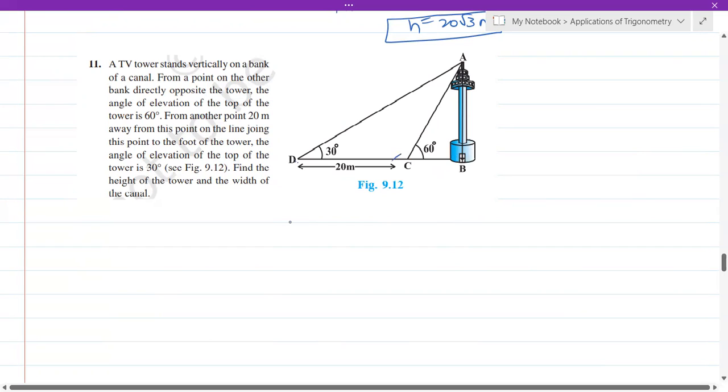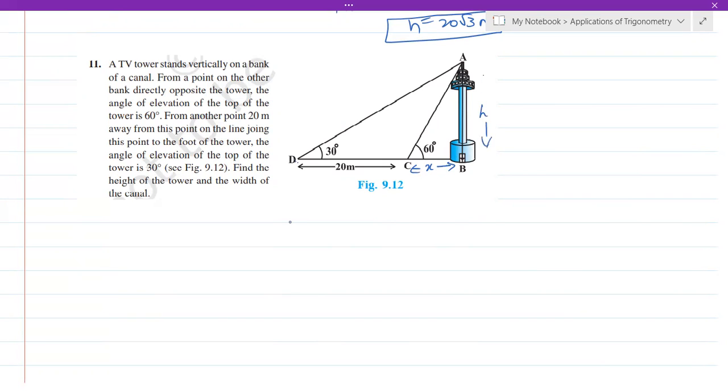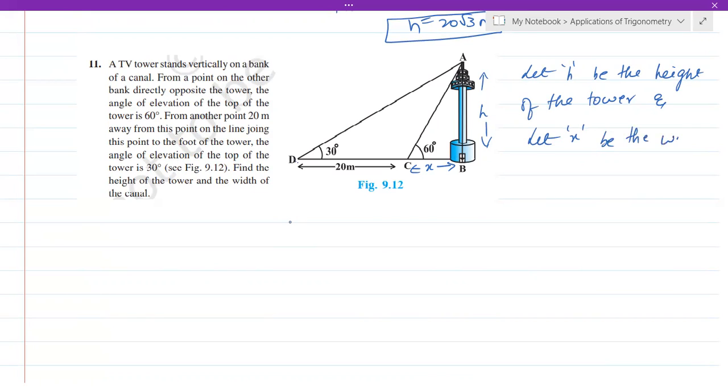So let's assume the width of the river to be X, and let's say the height of the tower is H. Let's write that. Let H be the height of the tower, and let X be the width of the canal. Now again, the same concept.